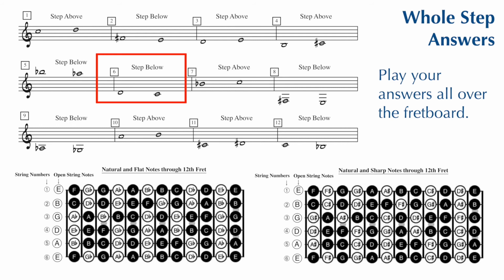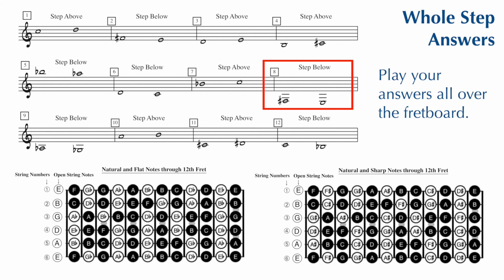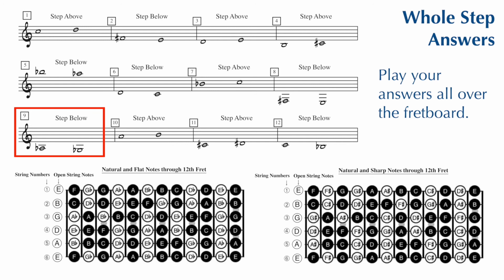Number 6, you're given a D. Step below a D is a C. Number 7, you're given a B flat. Whole step above a B flat is a C. Number 8, you're given a low F sharp. A step below that low F sharp is the low E. Number 9, you're given a low A flat. Whole step below that A flat is a low G flat.